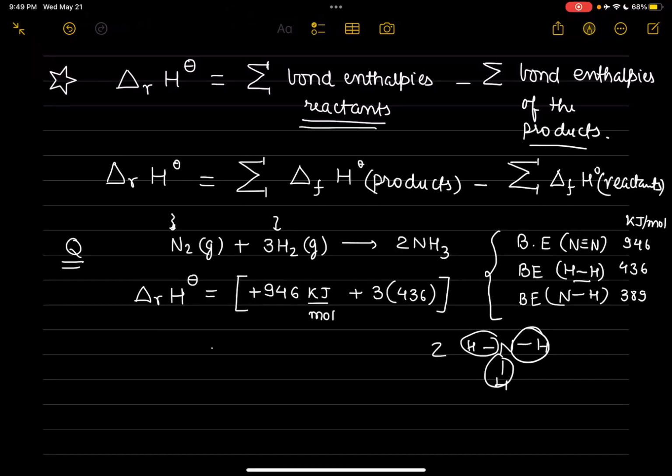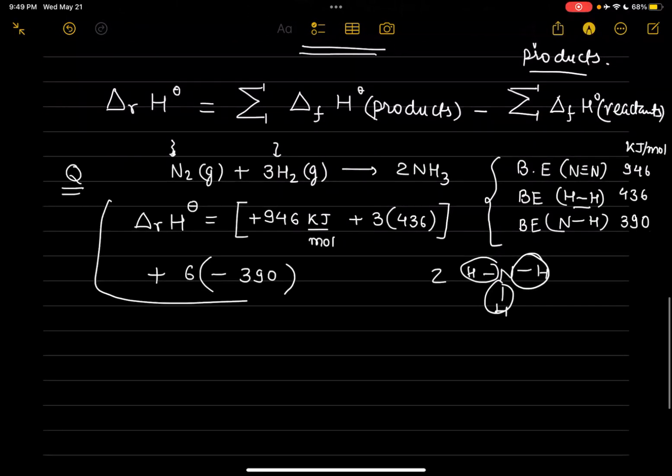So for 6 N-H bonds, heat is released. Let's take it as 390, it will make the calculation easier. But this 390, is the bond being broken or formed? If it is broken, that is positive. If it is formed, it is released. So 6 times 390. Is it clear? I need to take the algebraic sum.